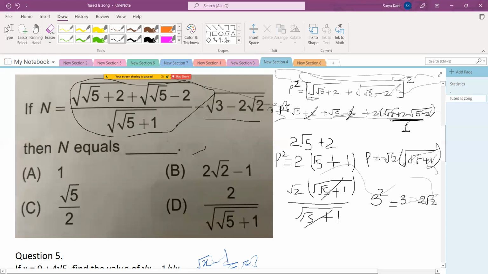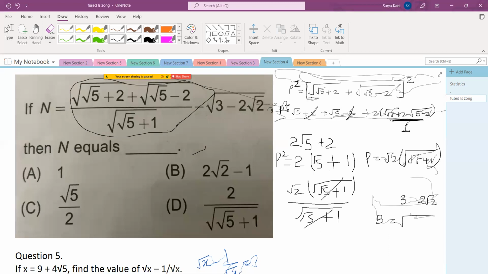If you want only B, then what can you write? Root over. Oh, this is not required. No, again, same thing will come. No need to require this much. Sir, if we do like that, then B is only that much, right? Yeah.